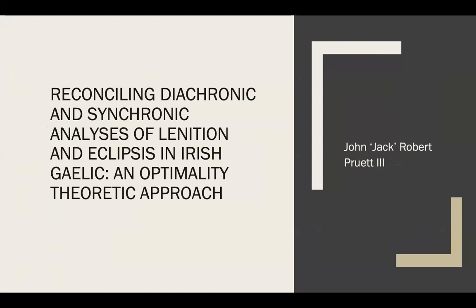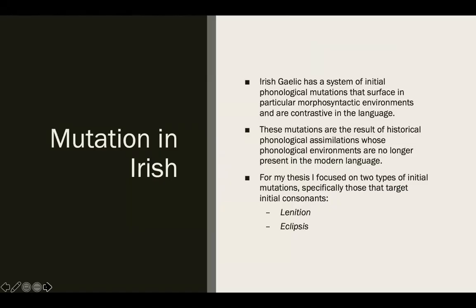Today I'm going to talk about my thesis, reconciling diachronic and synchronic analyses of lenition and eclipsis in Irish Gaelic, an optimality theoretic approach. Irish Gaelic has a system of initial phonological mutations that surface in particular morphosyntactic environments and are contrastive in the language. These mutations are a result of historical phonological assimilations whose phonological environments are no longer present in the modern language. For my thesis, I focused on two types of initial mutations, specifically those that target initial consonants, namely lenition and eclipsis.